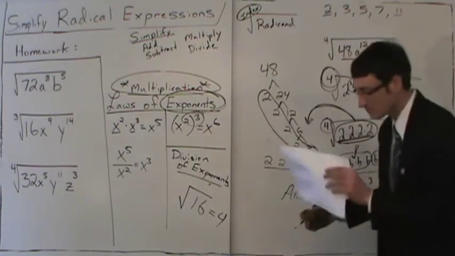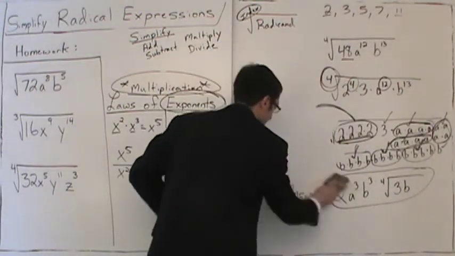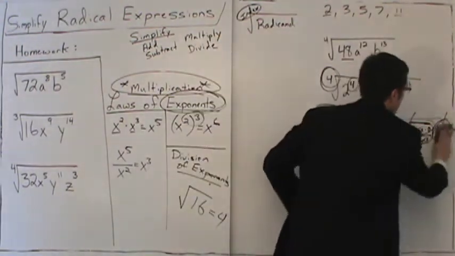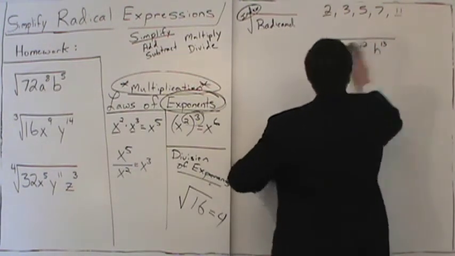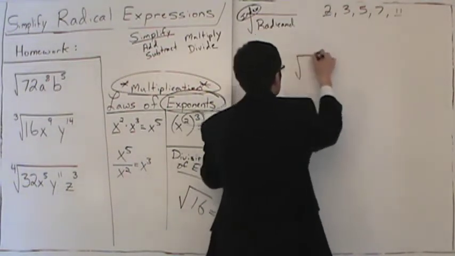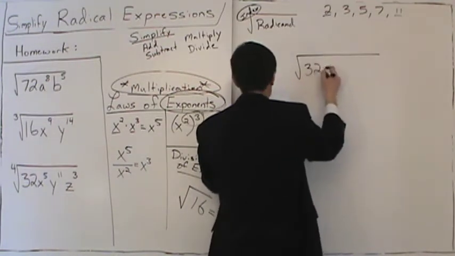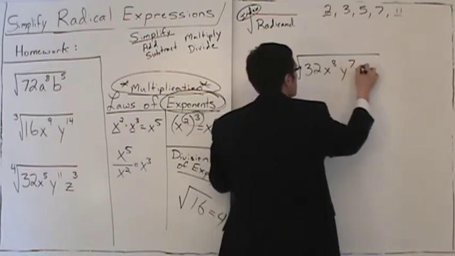Okay, now, we're going to practice the next problem both ways. So I want to see if we can do this without circling. We will circle first, and then we will see if we can do it in our head without circling. Looking at this example, square root of 32, x to the 8th, y to the 7th, z.